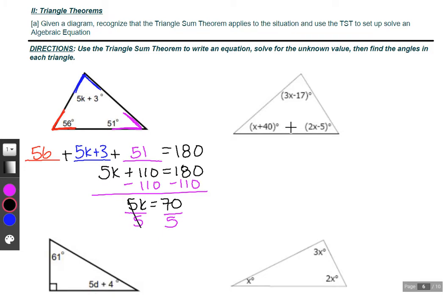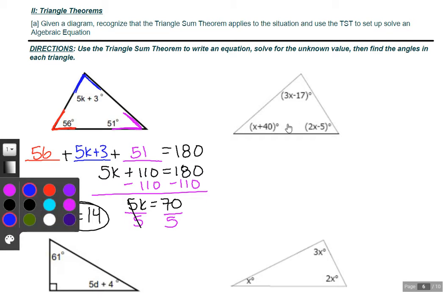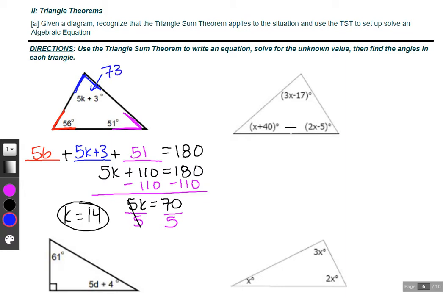K in this case is going to be equal to 70 divided by 5, which is 14. Okay. Now, we should check this. I told you from the beginning I had not actually worked these ahead of time. And we know 2 of the 3 angles. Let's find this third angle right here. Instead of 5K plus 3, we should have 5 times 14 plus 3. That's going to be 73 degrees. And so if I add that to the 51 and we add to the 56, 73 plus 51 plus 56.